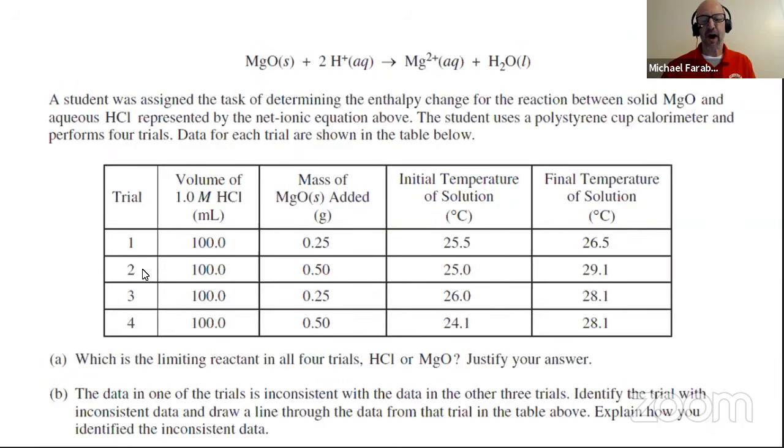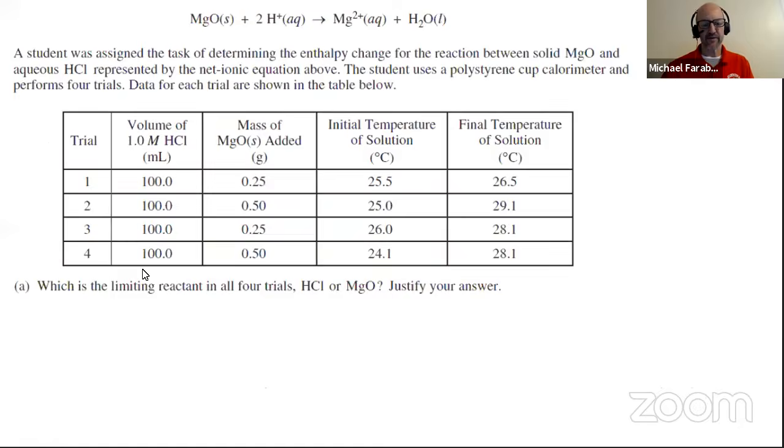The student uses a polystyrene cup calorimeter and performs 4 trials. Data for each trial are shown in the table below. So part A, which is the limiting reactant in all 4 trials.